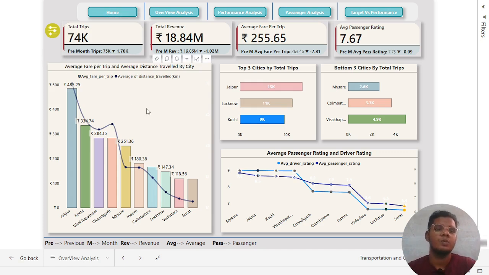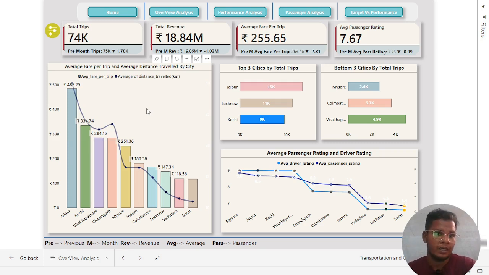How many trips we had in the previous month is 75K. So it drops by 1.70, which means there is a difference, right? The overall, so 1,000. Sorry, 1.70, which means around 1,700, right?